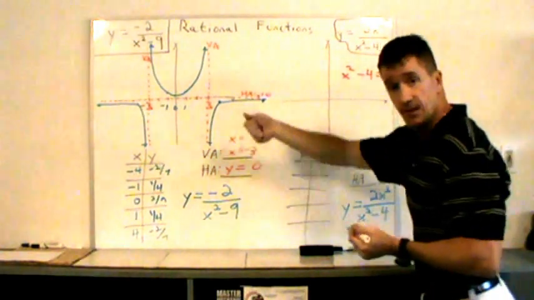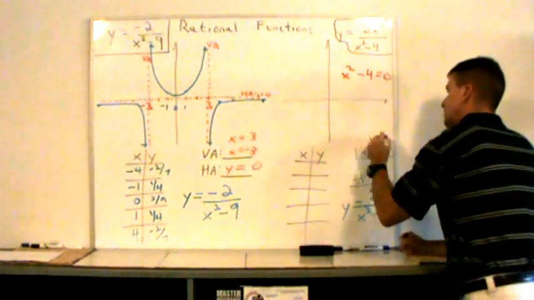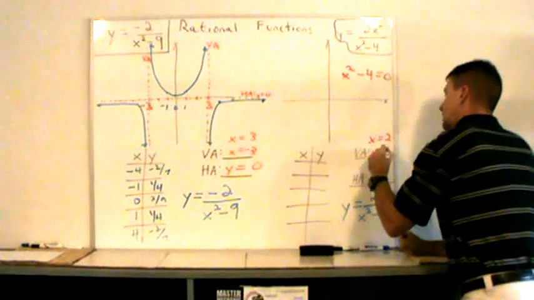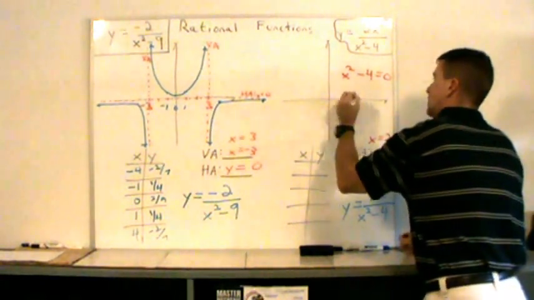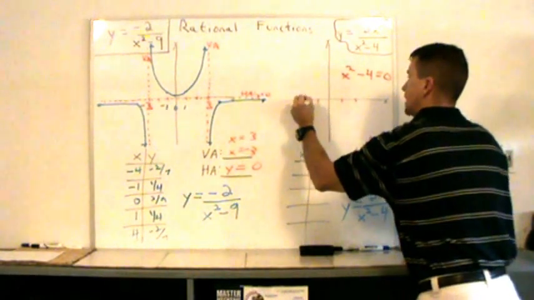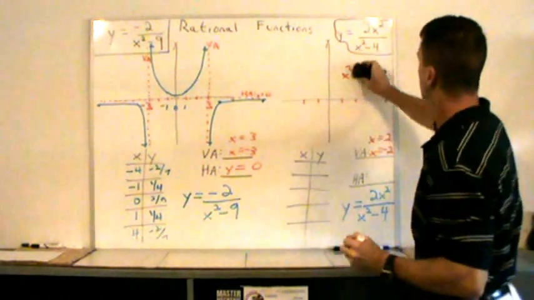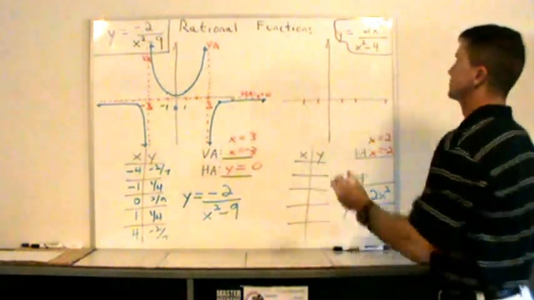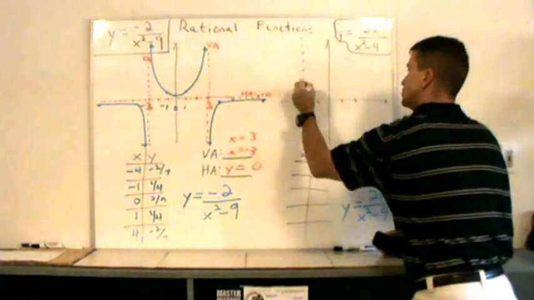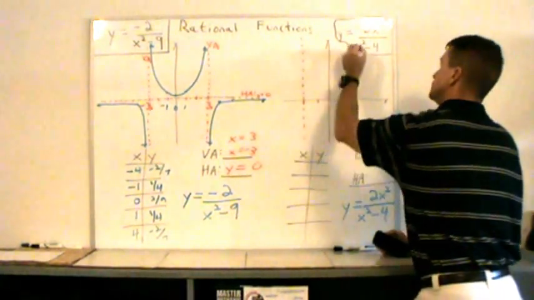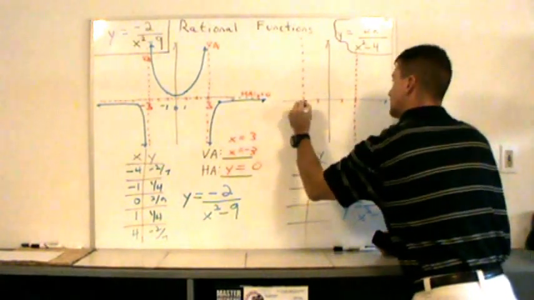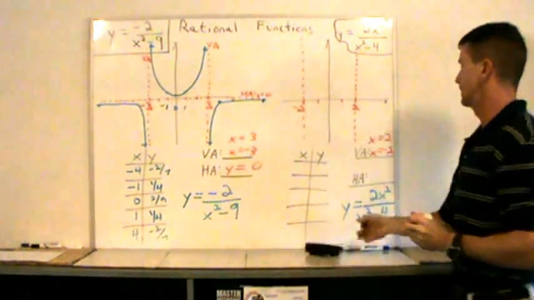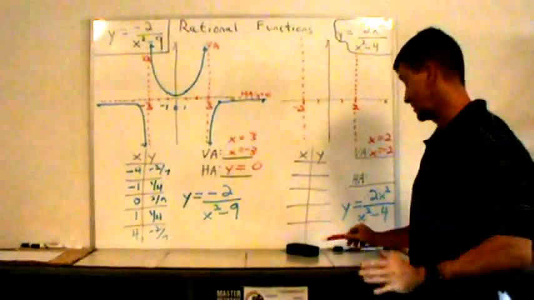If we factor it just like we did before, we'll get x equal to 2 and x equal to negative 2. Those are the equations of the vertical asymptote. So here, I'll make a vertical asymptote, and here, I'll make a vertical asymptote. Let me get this out of the way. Negative 2, 2. All right, let's talk about the horizontal asymptote.